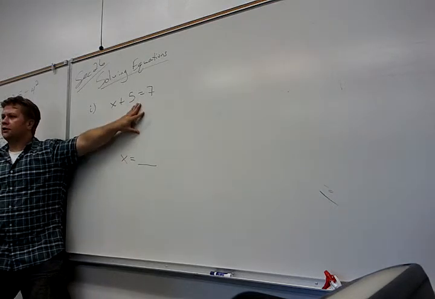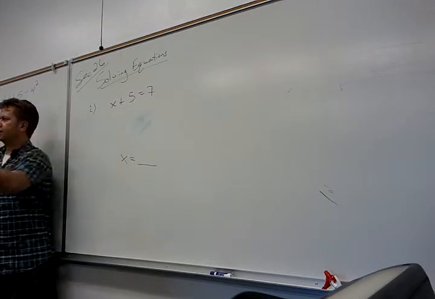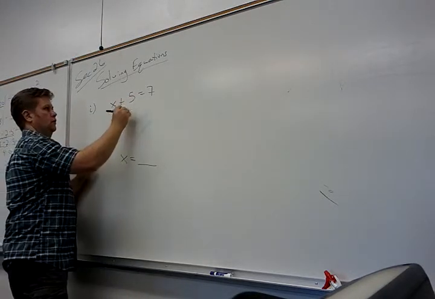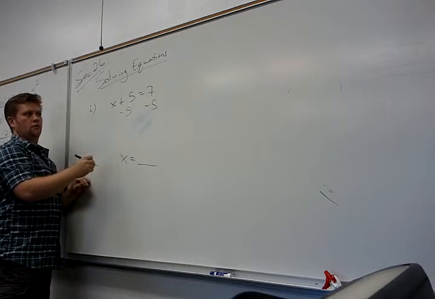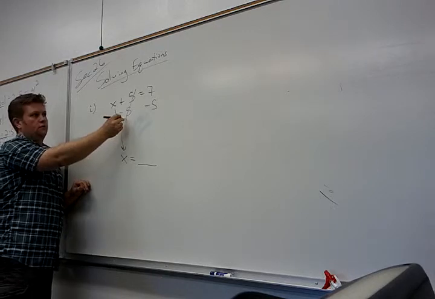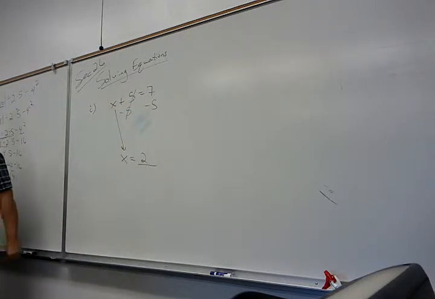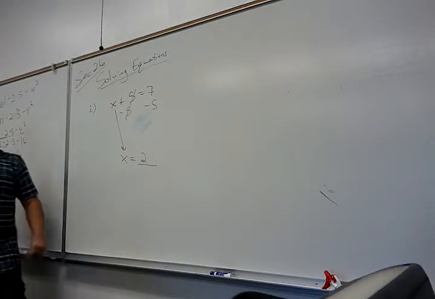But to do this directly, what would I do to both sides to kill this plus 5? Subtract 5. So you've got to say negative 5. Yeah, so the x, this is gone. 7 minus 5 is 2. What just happened? You put the negative 5 below the 5. Why did we do that? So let me do it again.